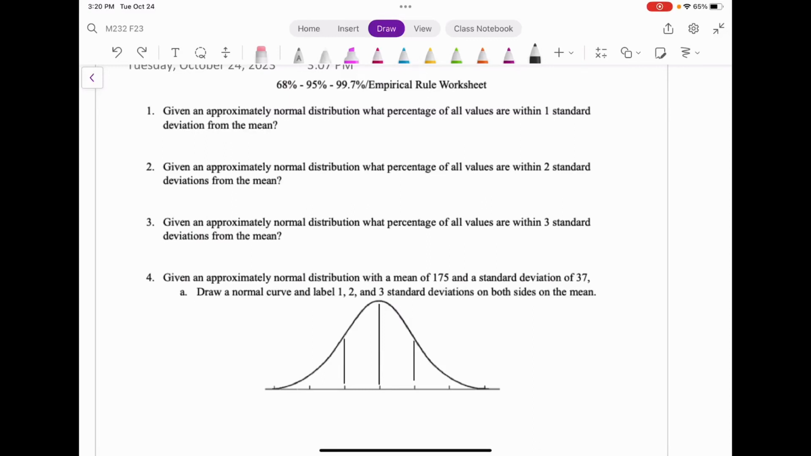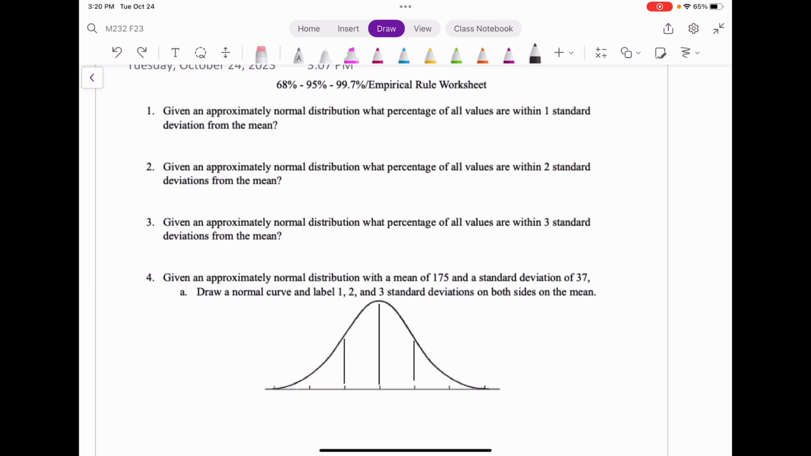Hello, we are going to review the empirical rule worksheet solutions. The first two questions just reinforce the 68, 95, 99.7 rule, and then we work through the rest of the document using that rule to help us solve problems.